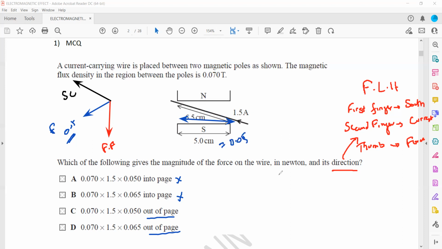And how do we get the force in Newton? We have the formula F equals BIL, where B is the strength of the magnetic field, 0.070 Tesla, I is the current which is passing through, that's 1.5, and 0.05 is the length which is perpendicular to the magnetic field, and the direction will be out of the page. So with reference to this, option C will be the right answer. Is it clear?